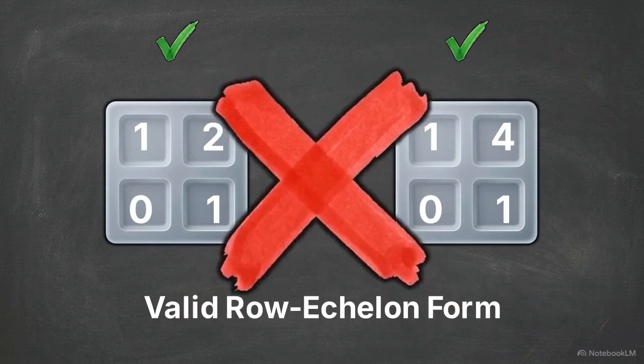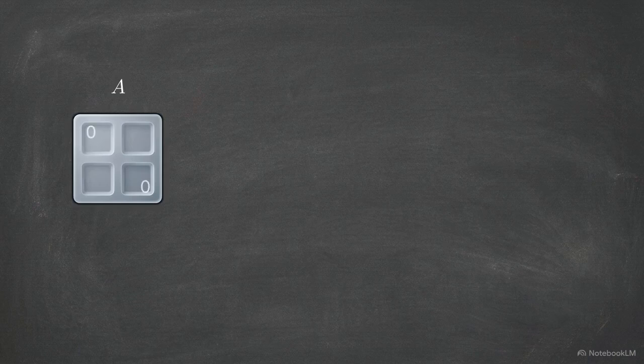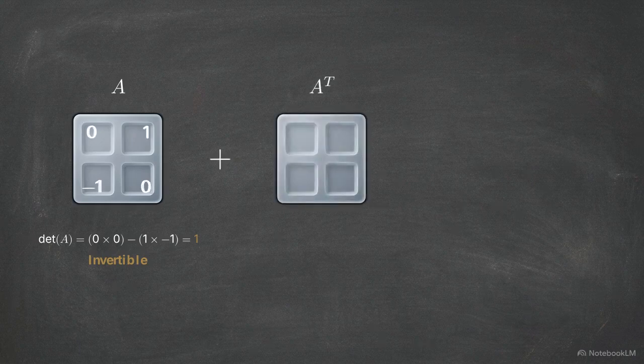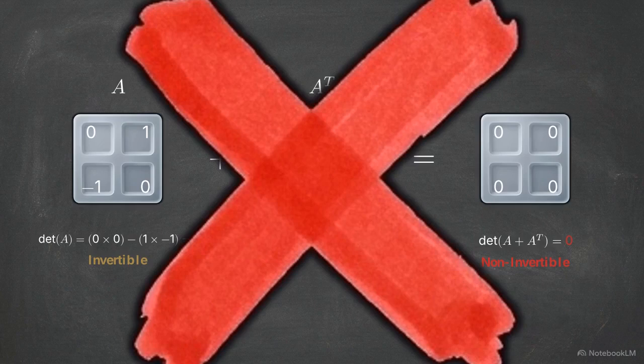While the reduced row echelon form is unique, standard row echelon form can take several different valid shapes for the same matrix. False. Part E states that if A is invertible, A plus A transpose is also invertible. We can use a counterexample matrix with zeros on the main diagonal and 1 and -1 on the off diagonal. It's invertible because its determinant is non-zero. But when we add it to its transpose, everything cancels out into a zero matrix. Since a zero matrix is non-invertible, the statement is false.